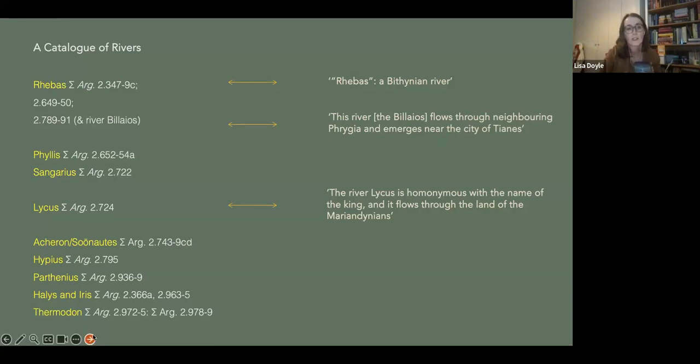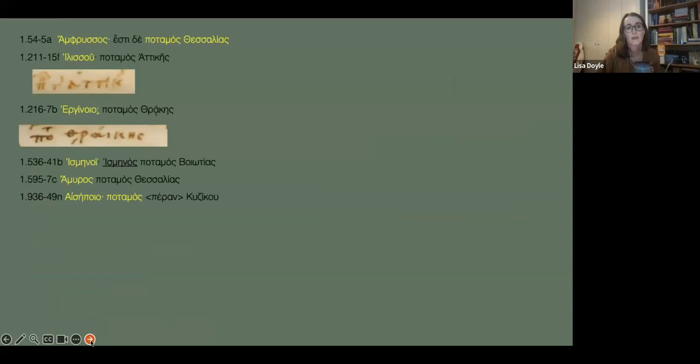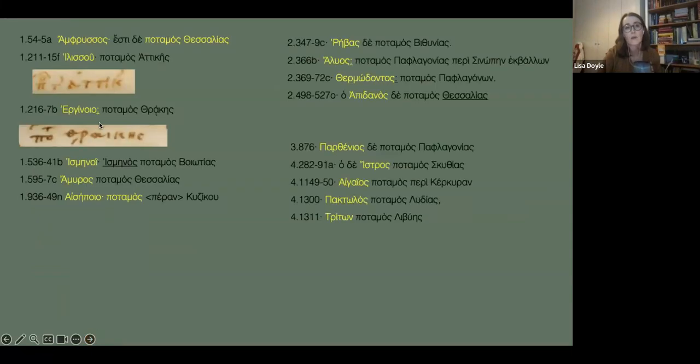Here's another slide to indicate how prominent all these rivers are. In a lot of the notes, it'll just have the name of the river and the place it's from. So Ilissus, Potamos Atticus, an Attic river. I've included some images from the manuscripts there. These are examples from books 1, 2, 3, and 4. As I mentioned, book 3 would have a bit less because the Argonauts are in Colchis with Medea. They're not currently traveling. And book 4.